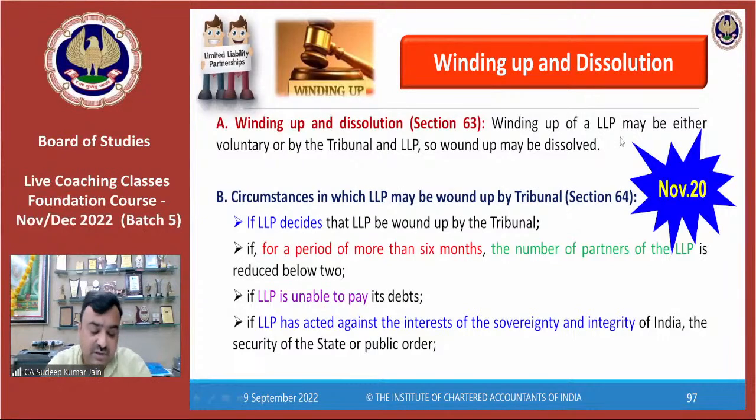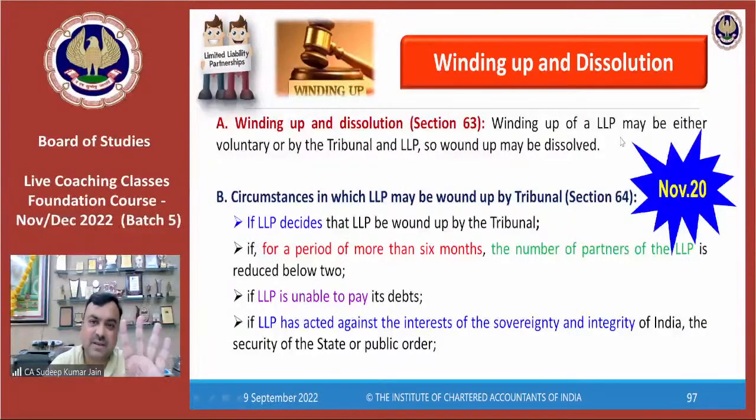So this question has been asked in November 2020, and I think this is again an important question. Circumstances in which LLP may be wound up by the tribunal. So in what cases can the tribunal order winding up of the LLP? If LLP decides that LLP be wound up by the tribunal, it means LLP wants to wind up, but informs the tribunal to please direct the procedure for winding up. Then tribunal will decide. If for a period of more than 6 months, the number of partners of LLP is reduced below 2. If LLP is unable to pay debts. If LLP has acted against the interest of the sovereignty and integrity of India, the security of the state or public order.